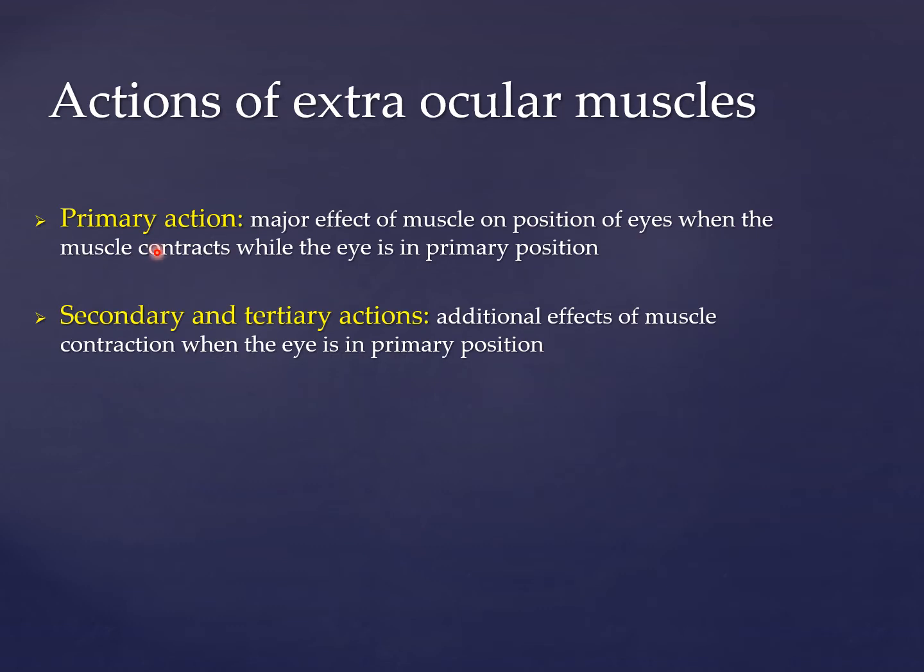So the extraocular muscles have primary, secondary and tertiary actions. They all are dependent on the position of eyeball in the orbit. Primary action is the major effect of muscle on position of eyes when the muscle contracts and the eyes are in primary position. Secondary and tertiary effects are the additional effects of muscle contraction when the eye is in primary position.